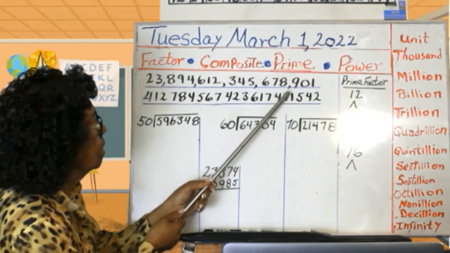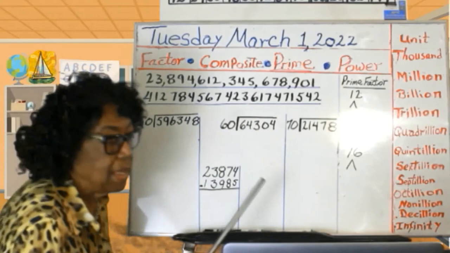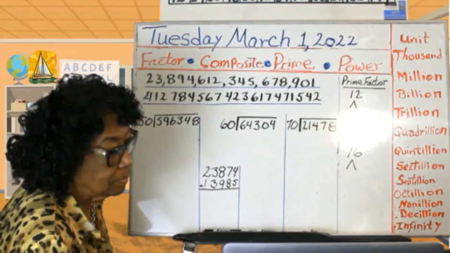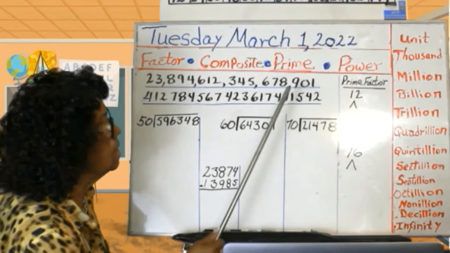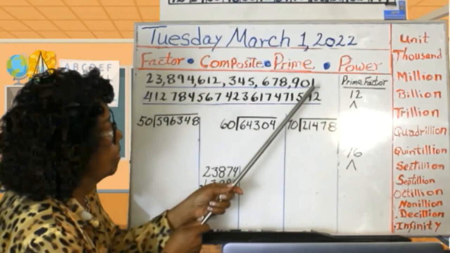845,688,901. Okay, Rain, what does that zero mean? That zero means a placeholder. Okay, what place is it holding? It is holding the tens place. Very good.